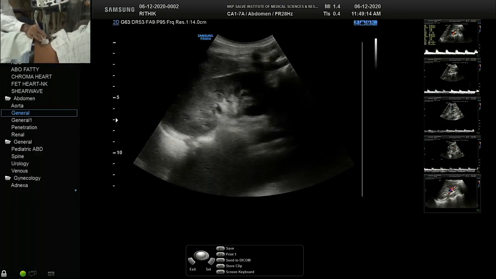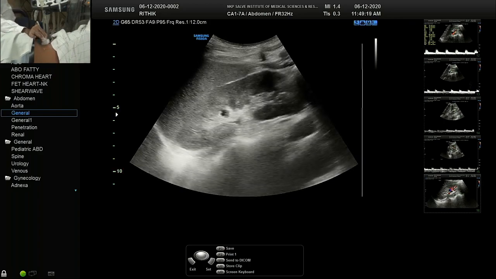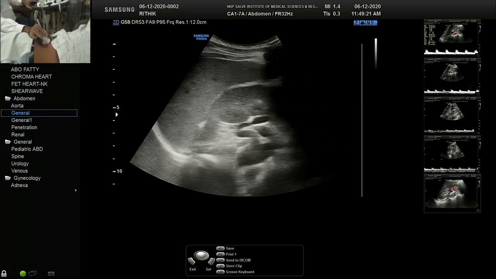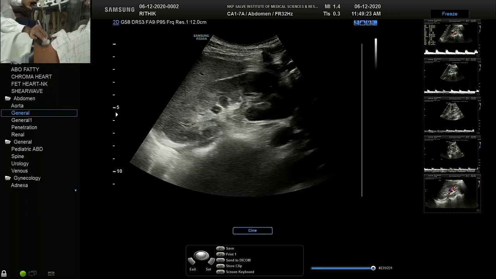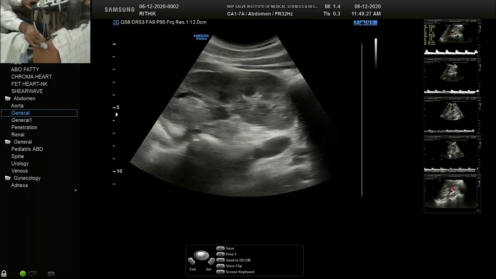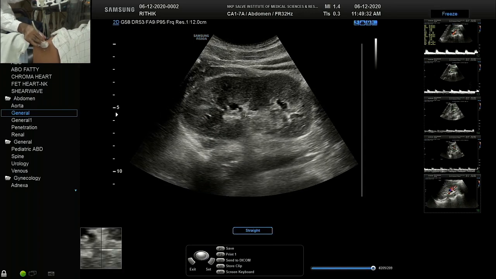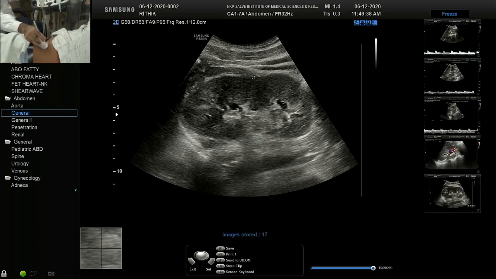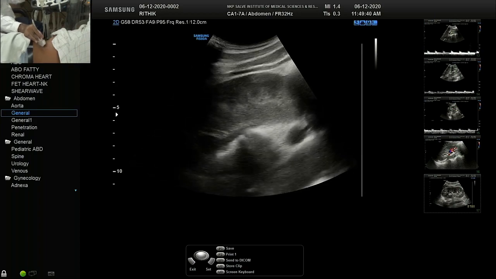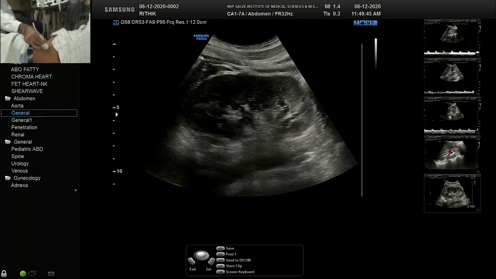Go back to B mode. Finish the B mode evaluation. Adjust settings. The kidney size. Take a long breath. Hold it. So that is the kidney. The other kidney was 10.5. This is 10.2. So they are almost equal. Echo texture is okay. CMD is maintained.